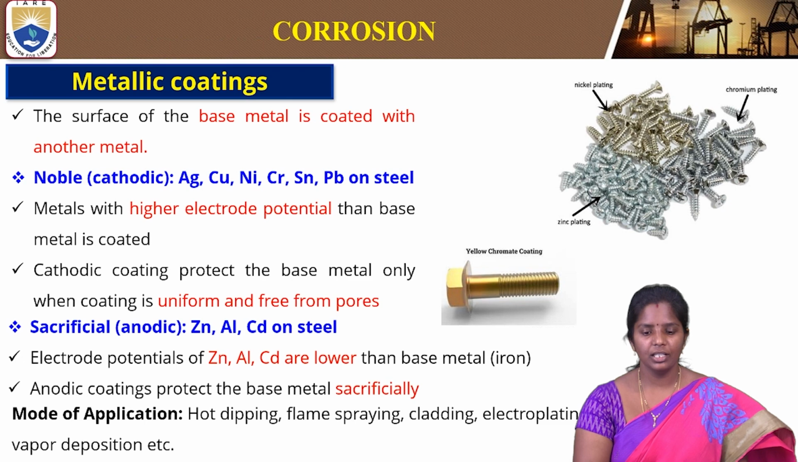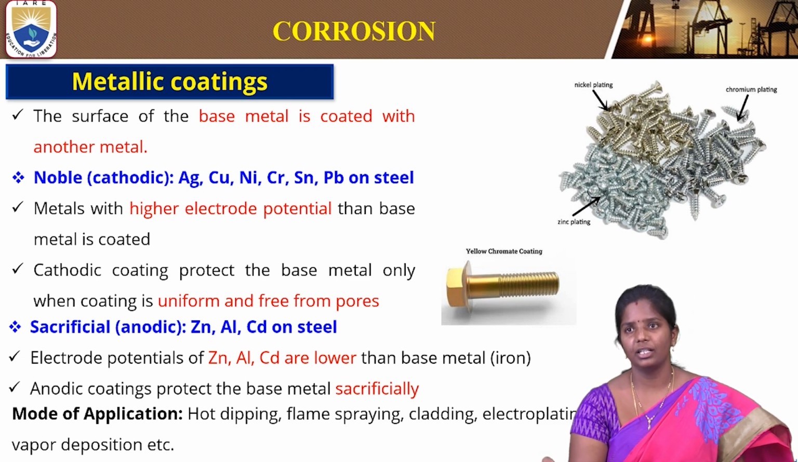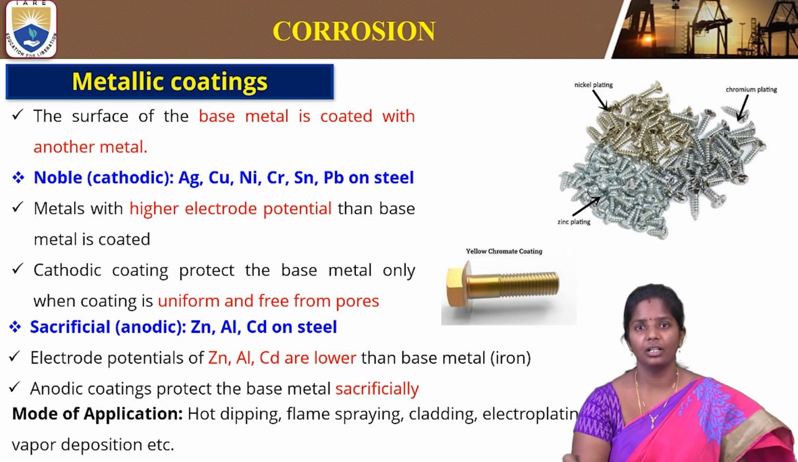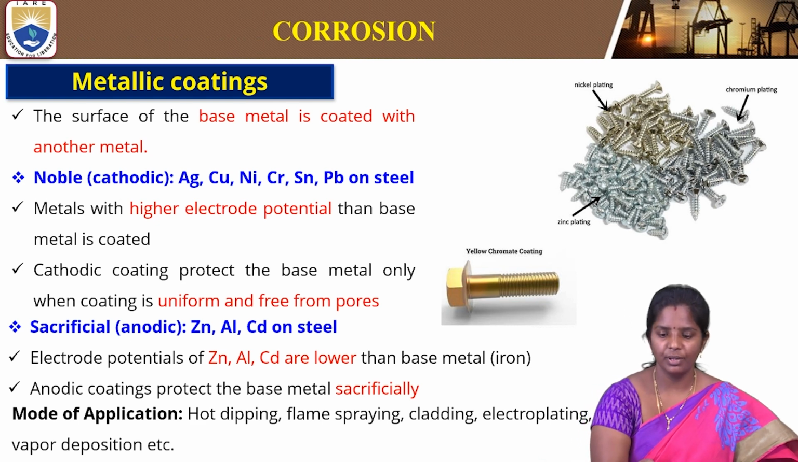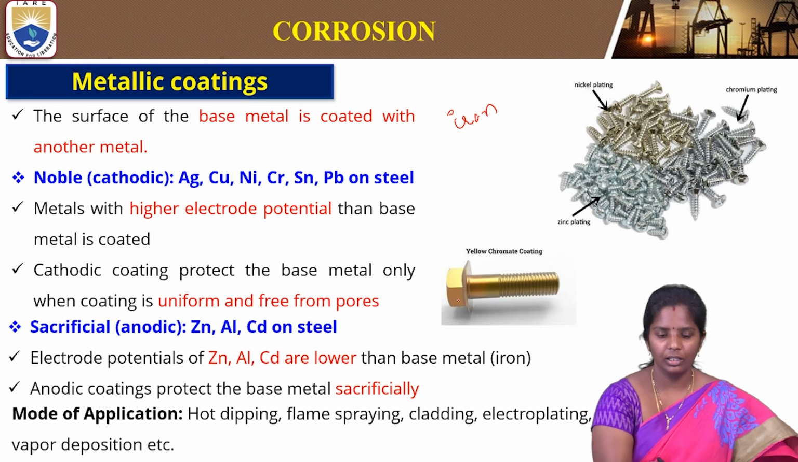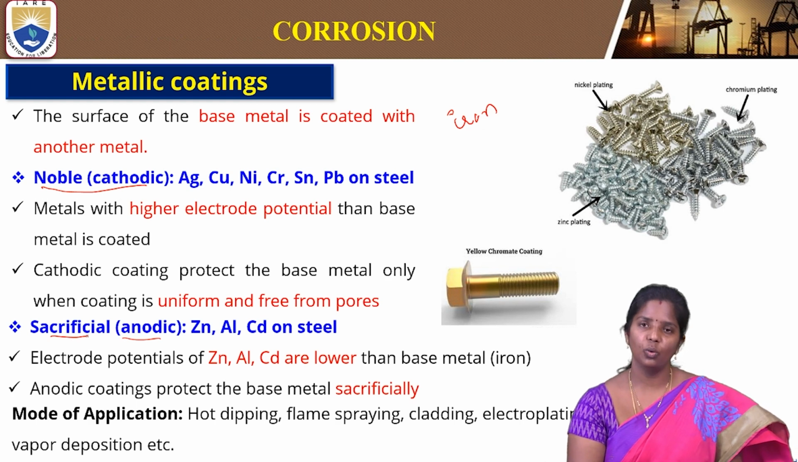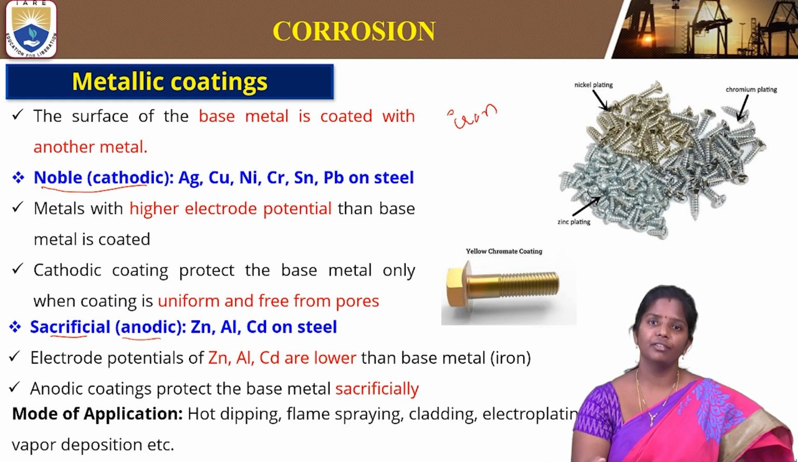So metallic coatings, for example: a base metal is present that is used for many applications, like screws that we use for machineries. This base metal can be iron. Iron is the base metal. There are different types of coatings. It can be either noble or cathodic coating, or anodic or sacrificial coating. Depending on the application, we will be using these types of metallic coatings.